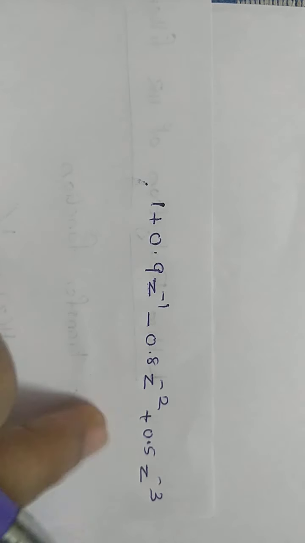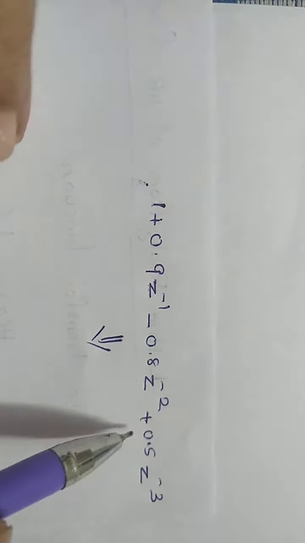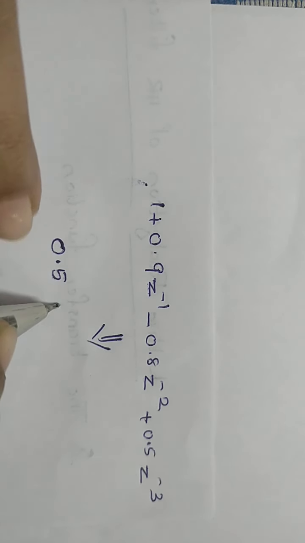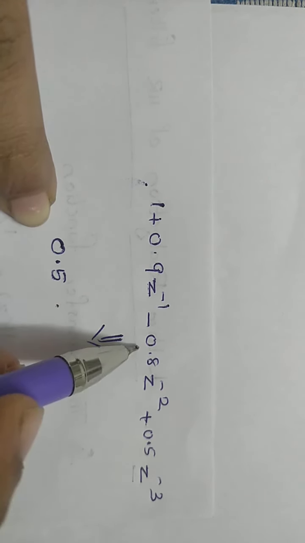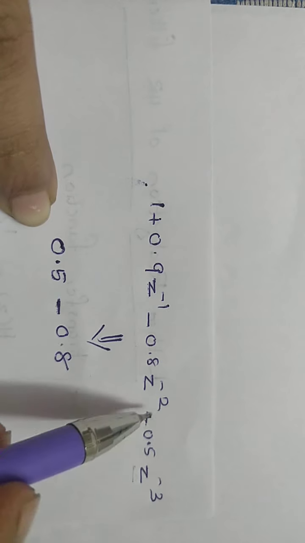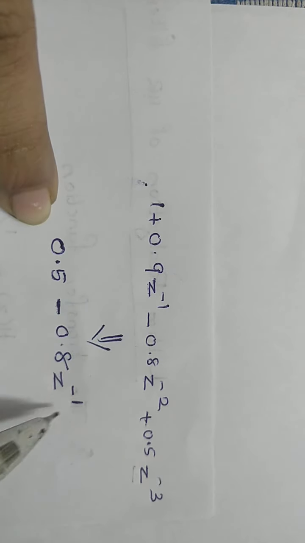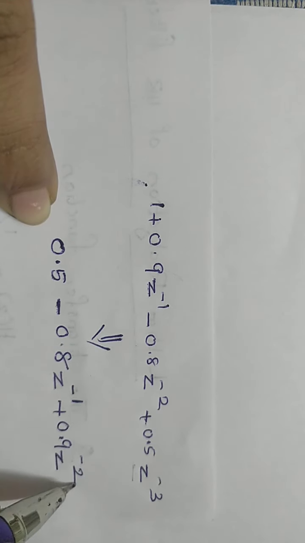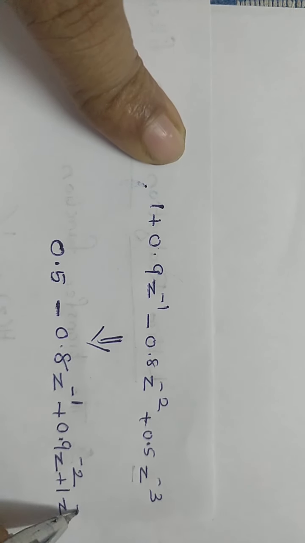If we write this equation in the reverse order, in such a fashion: 0.5 without writing the z term, plus 0.5, don't write the z. Then the next term is minus 0.8, that is z raised to minus 1. What is the next term? Plus 0.9, then z raised to minus 2. Then what is the next term? 1, that is plus 1 z raised to minus 3.